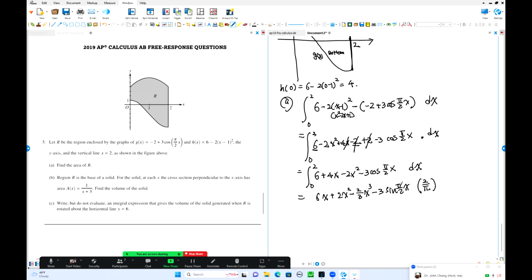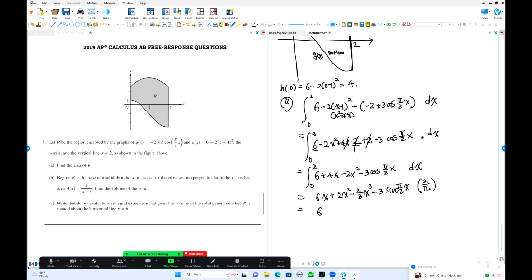Because when you take a derivative, it's going to be pi over 2 we multiply. So we're going to divide by pi over 2 again. So it's a reciprocal, I just flip the number, okay? 2 over pi. This right?